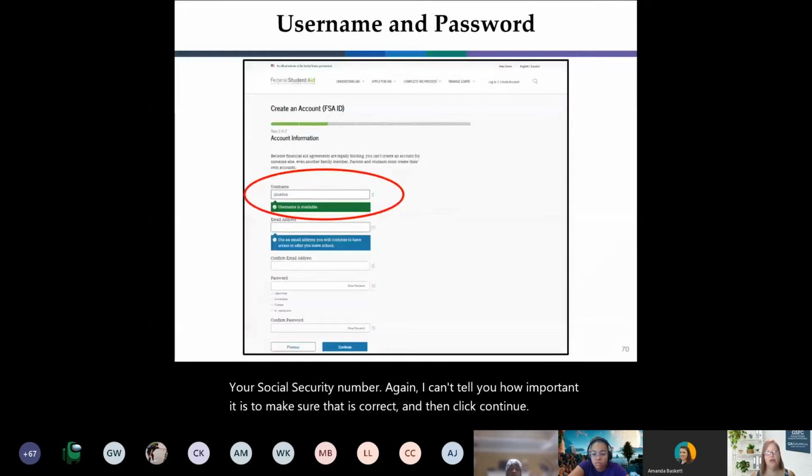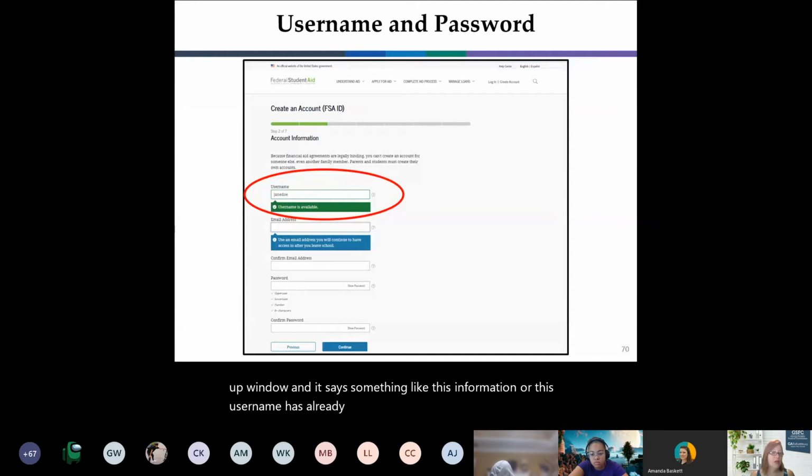Now you can create your username, and you may see a pop-up window that says something like this username has already been used. That doesn't mean it's yours or that you created one before. It just means it's been used already. You can add numbers or special characters towards the end to make it your own, and then check for availability at that point.